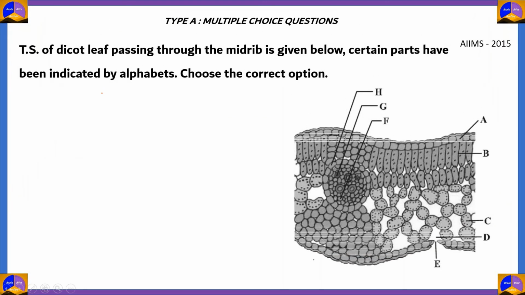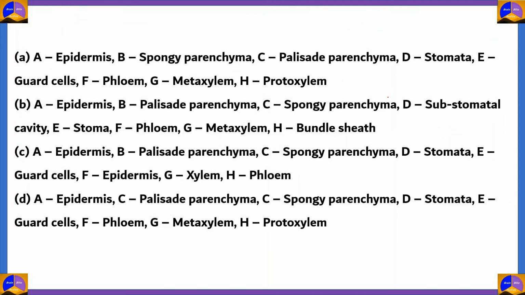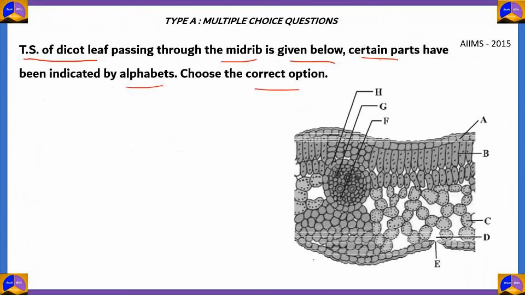Let's look at this question. The transverse section of a dicot leaf passing through the midrib is given below. Certain parts are indicated by alphabets. We have to choose the correct option. So we have A, B, C, D, E, F, G, H. And we have 4 options here. So it's on us to identify the plant parts and label them.